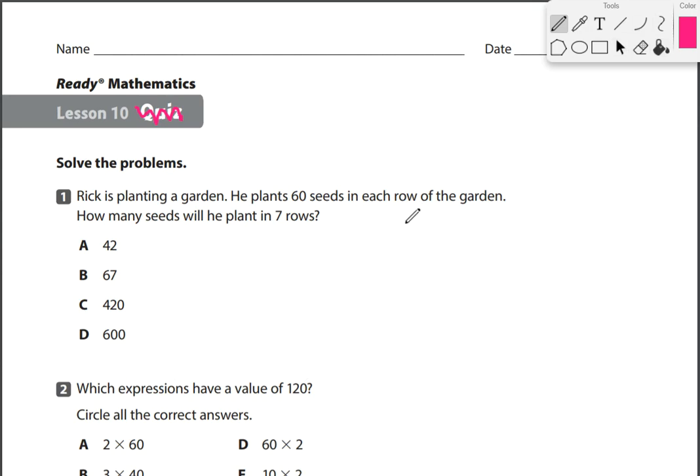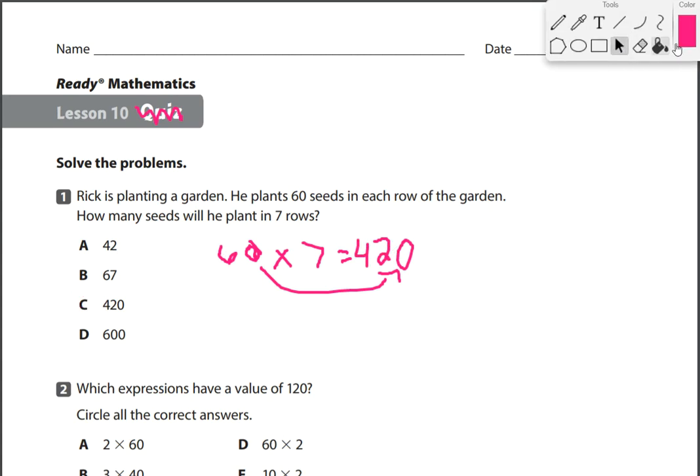So here we're continuing to practice multiplying by units of 10. Let's take a look at problem number 1. It says Rick is planting a garden. He plants 60 seeds in each row of the garden. So how many seeds will he plant in 7 rows? So just like yesterday, we go and we move. 6 times 7 is 42. And so our answer is C, 420.